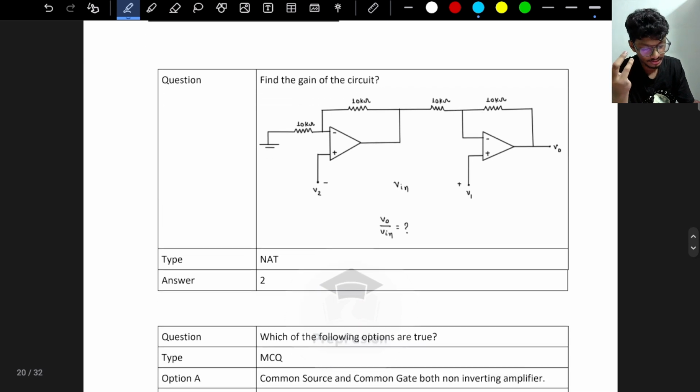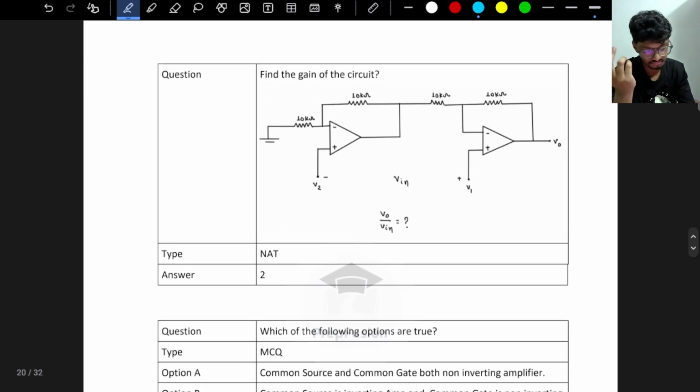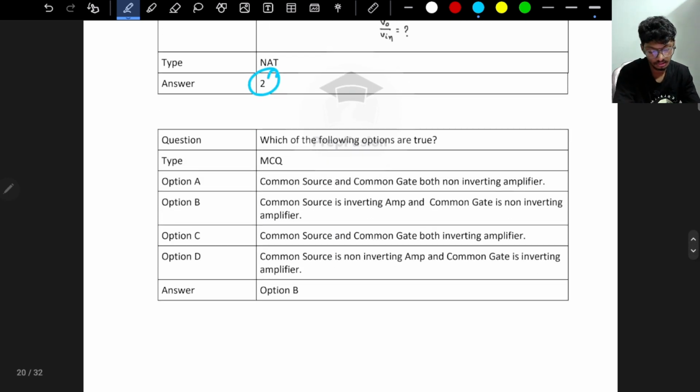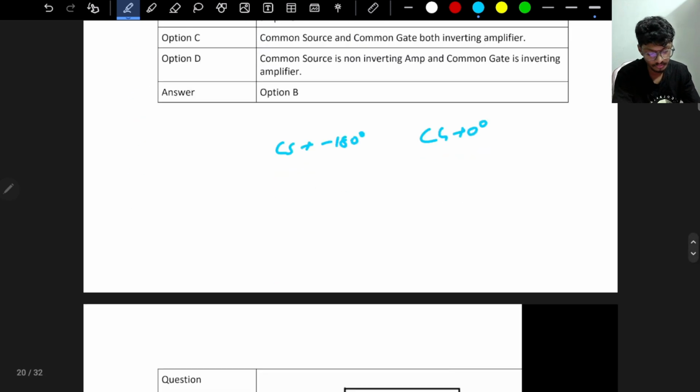Again, you have to find out the gain of this, a pretty simple question. The answer here will be 2, option B. Why? Because common source provides a phase of 180 degrees, that's why it can be used as an inverting amplifier, and common gate provides a phase of 0 degrees. I hope you know all these things, this has been taught, so option B will be correct.